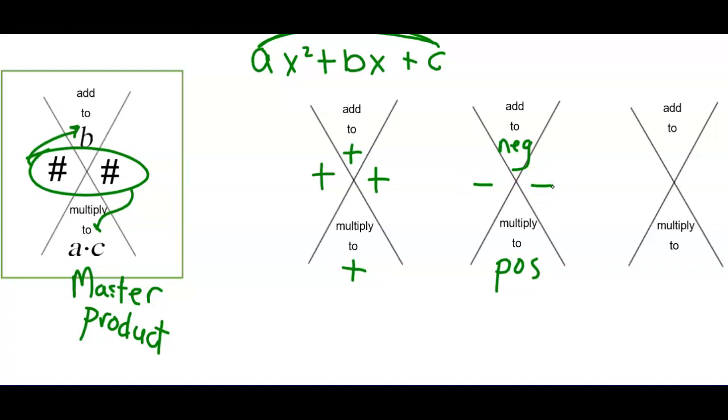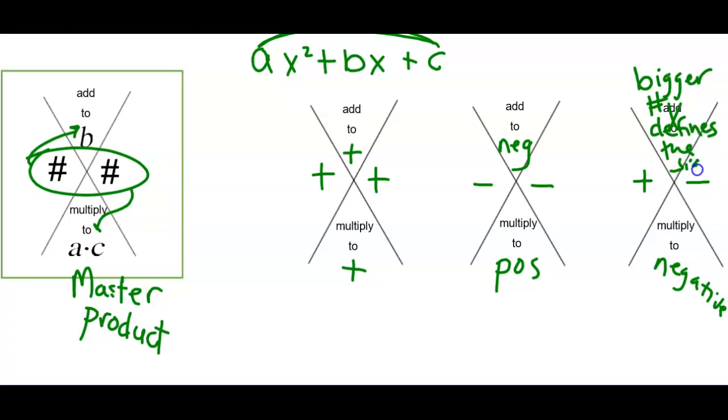And if it is going to multiply to a negative, we're going to look at, this is going to be positive and this is going to be negative. And whichever number is the bigger number defines the sign.